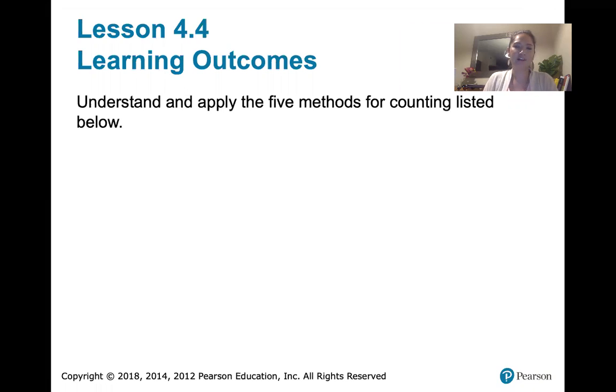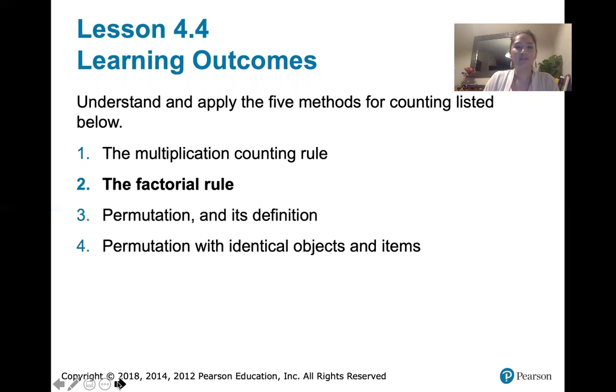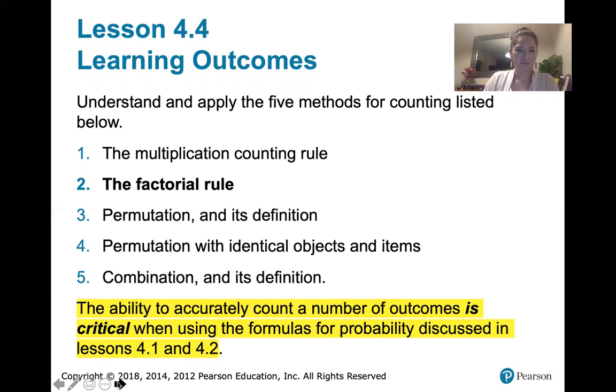Remember, in this lesson, we are learning 5 methods for counting. In the last video, we learned about the multiplication counting rule. In this video, we're going to learn the factorial rule, which is just a special case of the multiplication counting rule. Then in the next few videos, we're going to learn about permutations and combinations. We're going to learn about permutations with identical objects, permutations with distinct objects, and combinations with distinct objects.